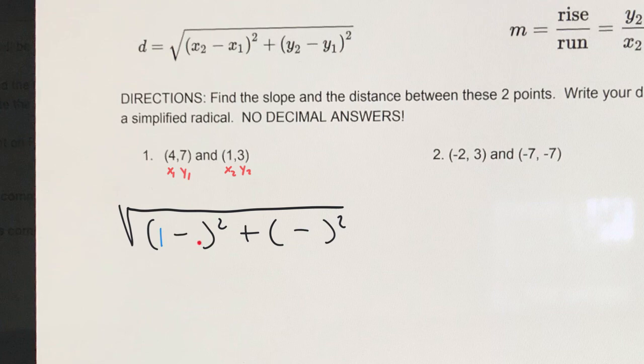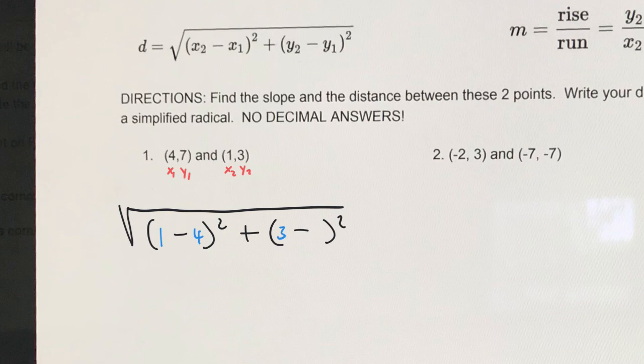What goes here? Well, according to the distance formula here, it's x1. What's x1? Well, according to our labeling, x1 is 4. So that goes here. So I think my student at home probably is getting the hang of it already. What goes over here? It's y2. So what's y2? y2 happens to be 3.